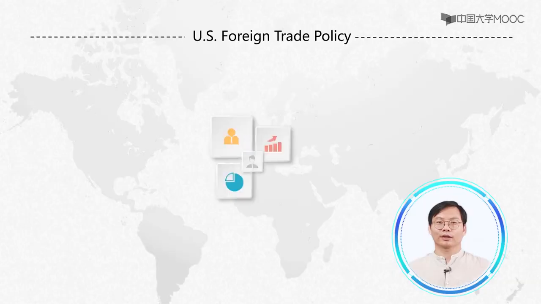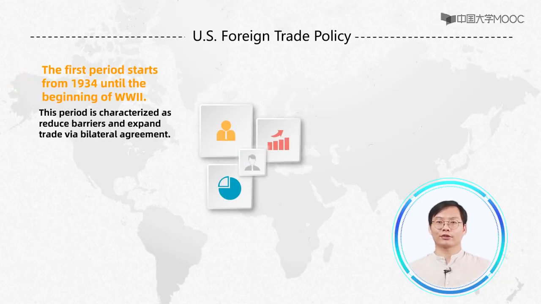This part provides an overview of U.S. trade policy from 1934 to the 1980s. After learning this video, you are expected to know the evolution of U.S. foreign trade policy. The U.S. foreign trade policy during trade liberalization can be divided into three stages. The first period starts from 1934 until the beginning of the Second World War. This period is characterized as reducing barriers and expanding trade via bilateral agreements.